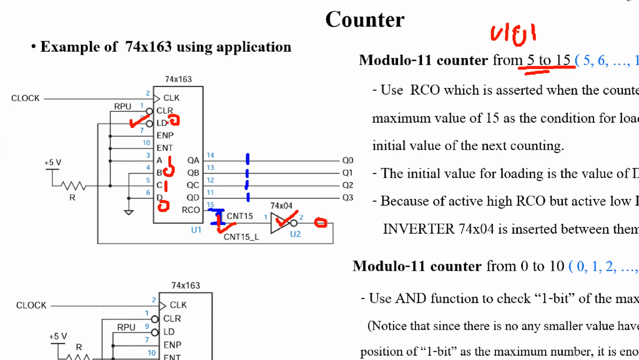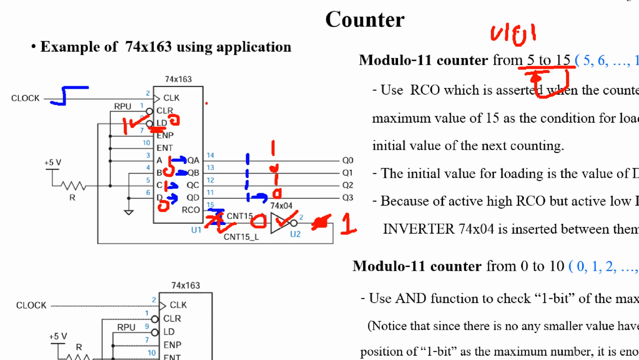When load is 0, that means when the clock ticks, it will load or read data from inputs A, B, C, D at the same time. Then it updates to 0, 1, 0, 1. Okay, that means when it counts to 15, it will go back to 5. When it's back to 5, RCO is not 1, it is 0, and the output of the inverter is 1. So now this load signal is 1.